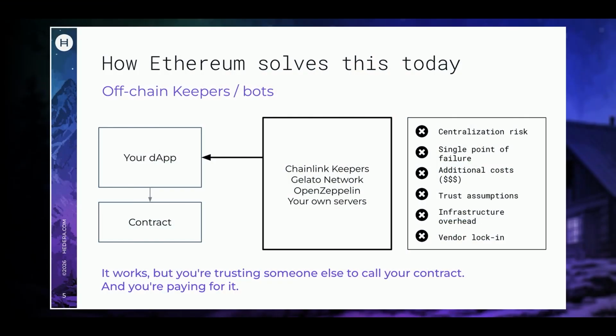In addition to paying for the gas, you're also paying some sort of recurring fees to have this off-chain service. And there's also some trust assumptions. You have to trust this centralized party out there somewhere to do the work that you want it to do. And then there's also the infrastructure overhead. Someone needs to manage that server. It's just a lot of cost associated with it, right?